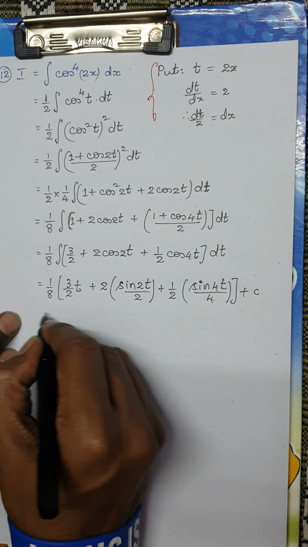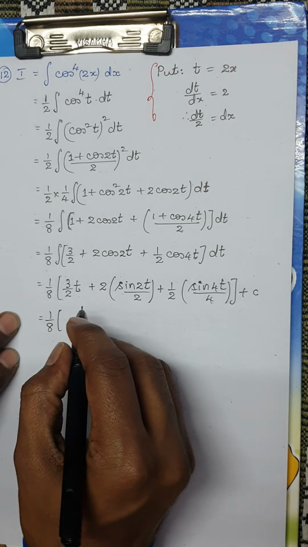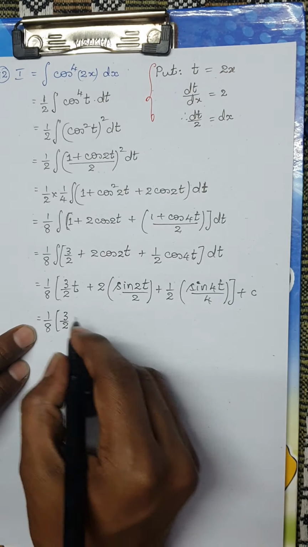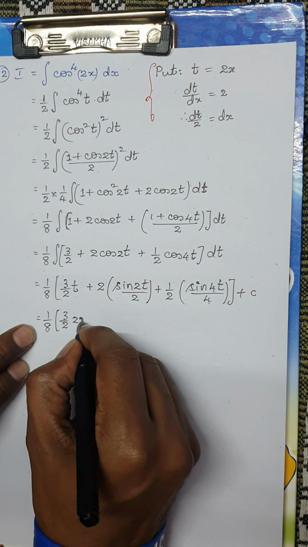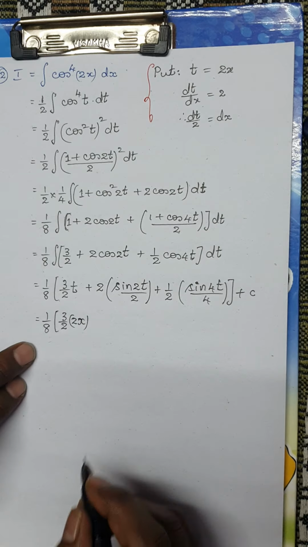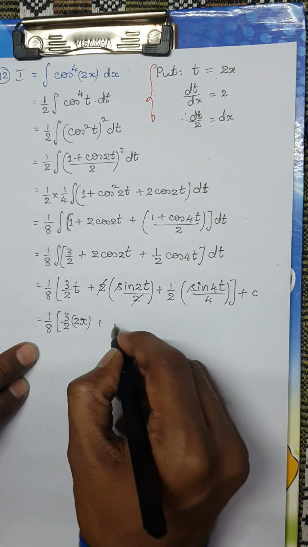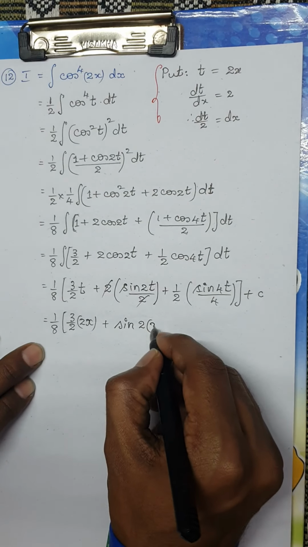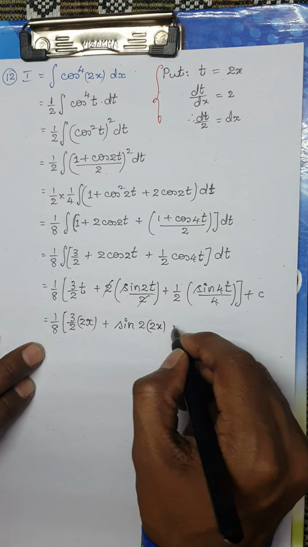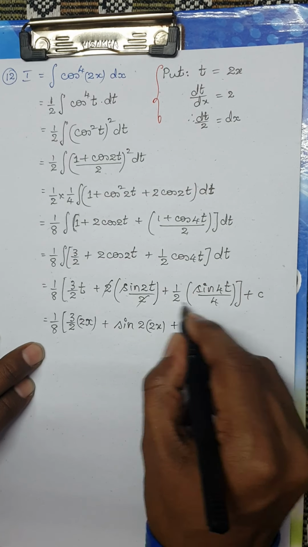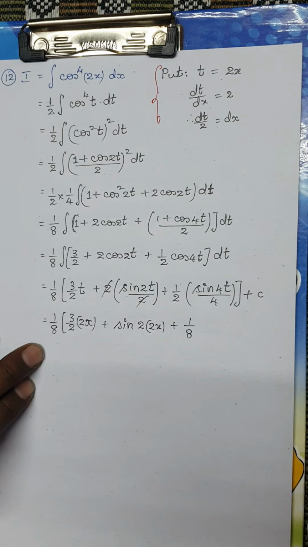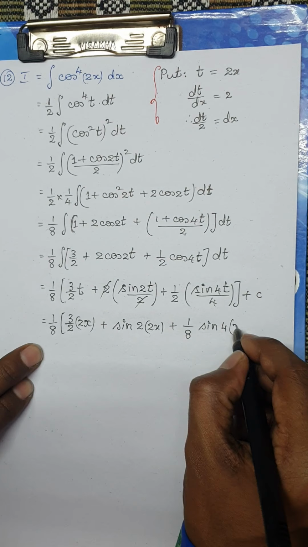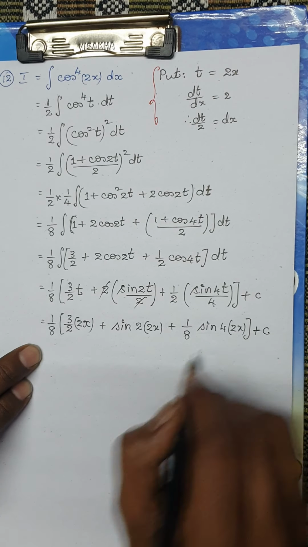Okay, now this is nothing but 1 by 8 is outside, keep it as it is. It is 3 by 2 into t. Actually what is t? t is 2x. So 3 by 2 into, let me take it as 2x. Okay, and this 2 and 2 get cancelled. It is sine of 2t. So 2 times 2t means what? Sorry, t means 2x. So sine of 2 times 2x, plus 1 by 2 into 1 by 4, it is multiplied for the denominator, it will be 1 by 8 sine, remember, 4 times t, t means 2x, plus c, which is the constant of integration.